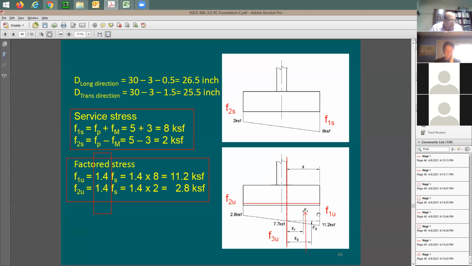Now the stress that you're looking at here is going to be trapezoidal in distribution. And it's going to be really tough to find out the centroid for it.